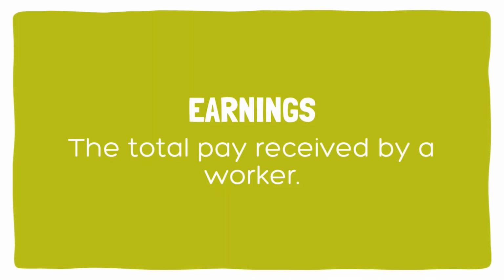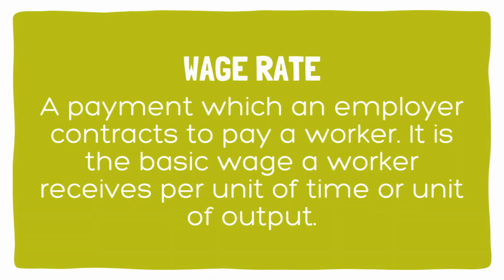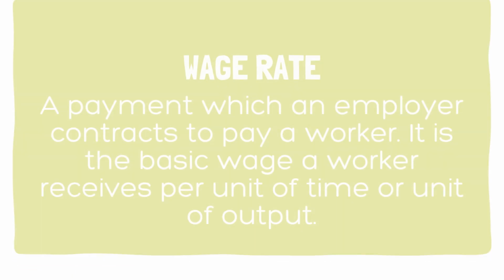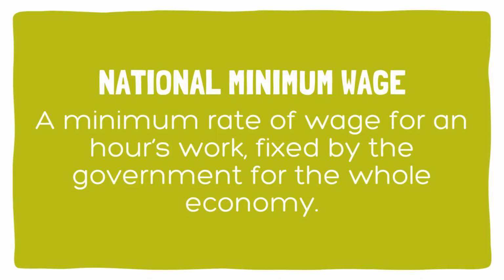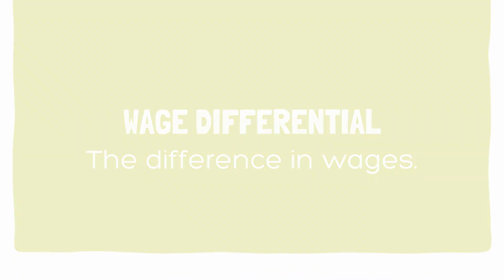Earnings are the total pay received by a worker. Wage rate is a payment that an employer contracts to pay a worker. It is the basic wage a worker receives per unit of time or unit of output. National minimum wage is a minimum rate of wage for an hour's work fixed by the government for the whole economy. Wage differential is the difference in wages.